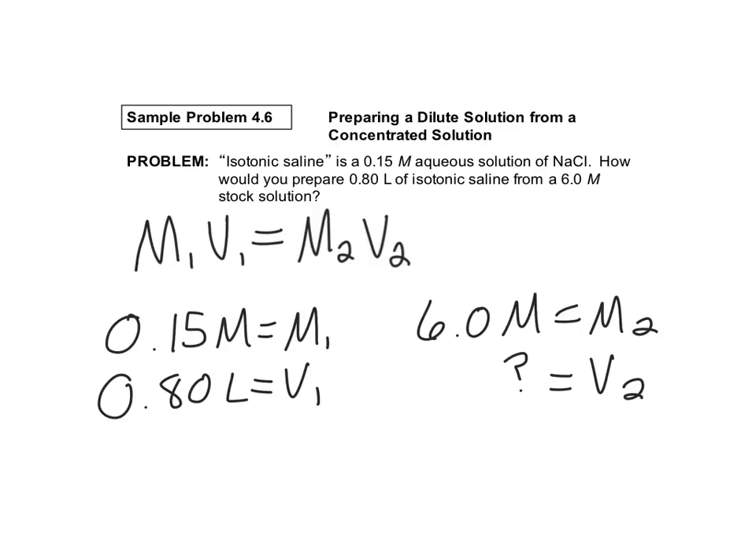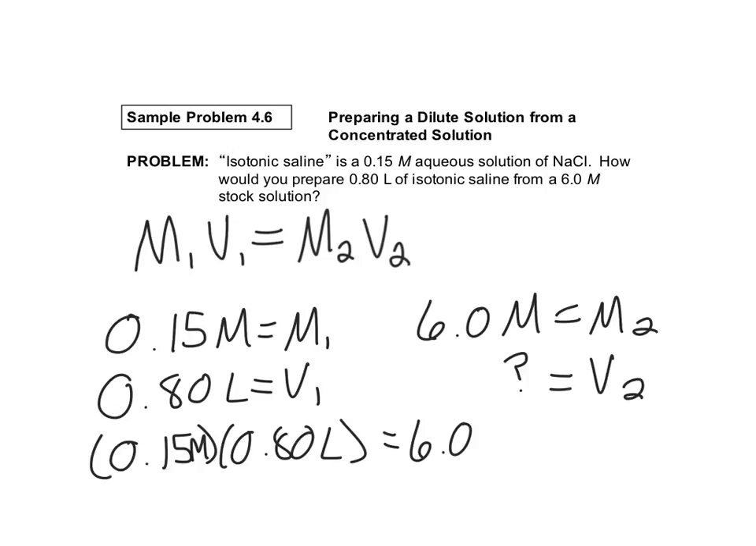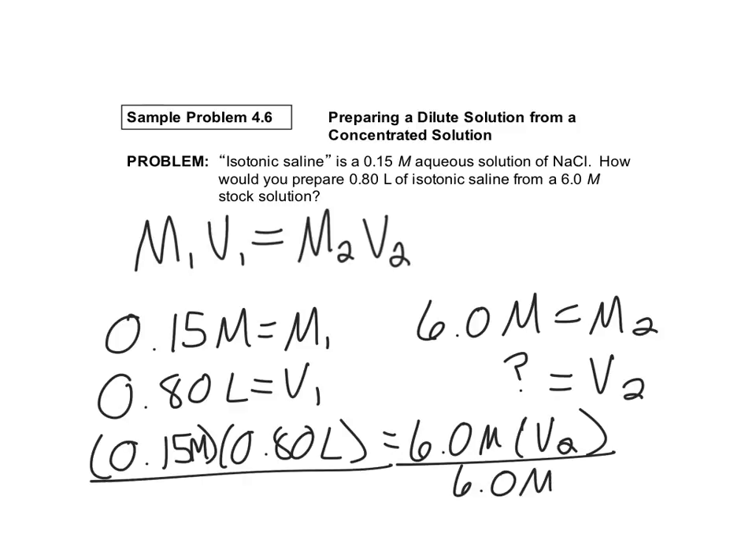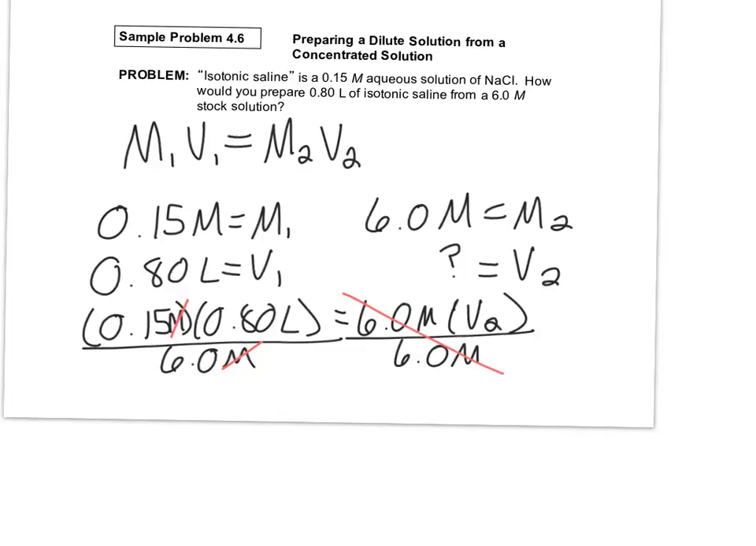So let's see here. I have 0.15 molar times my 0.80 liters, that's my V1, is going to equal 6.0 molar, that's my M2, times V2. That's what I'm looking for. So if I divide both sides by 6.0 molar, then 6 divided by 6 cancels. Check this out. Molar divided by molar cancels. My units are going to be left in volume.